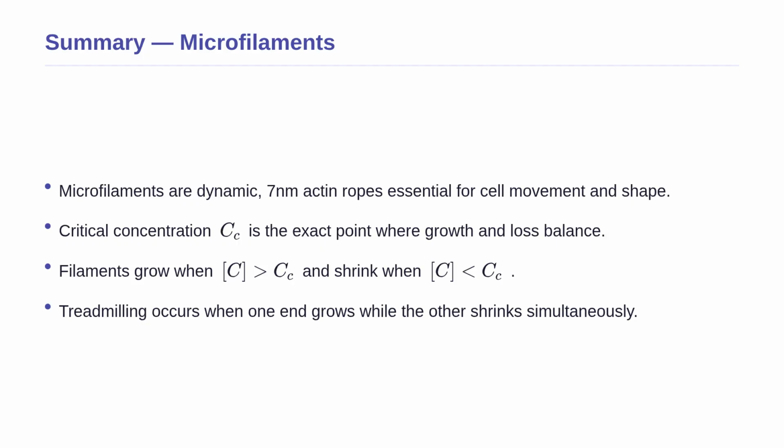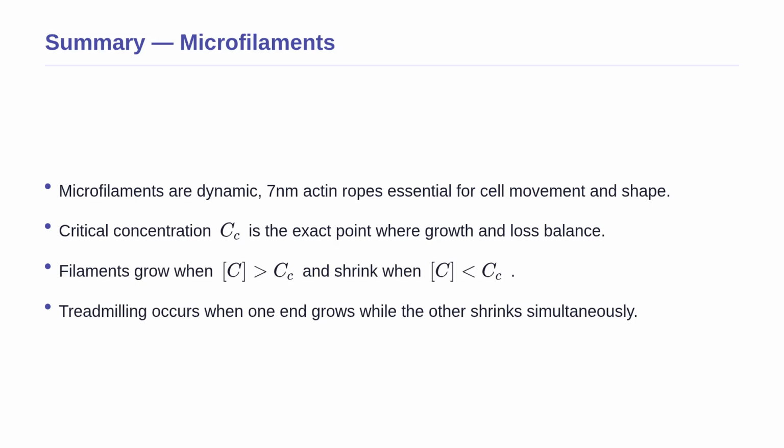We have covered a lot of ground today, so let us reinforce the most important ideas from this topic. First, remember that microfilaments are dynamic, flexible ropes made of actin that are absolutely essential for cell movement, shape changes, and muscle contraction. Second, the mathematical key to their behavior is the critical concentration, which is the exact balance point between monomer addition and loss.